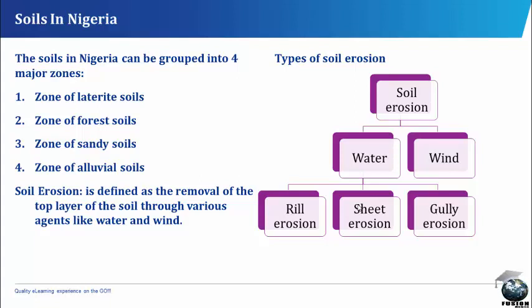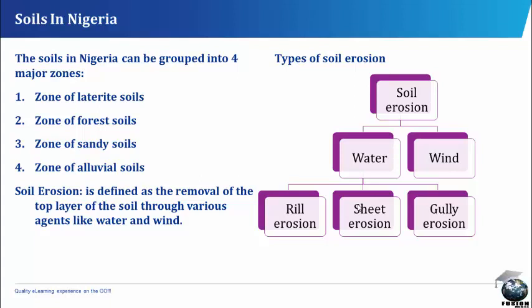The zone of lateral soils are found in interior zone of Nigeria like Jos, Makurdi, Minna, Enugu, Abuja. The zone of sandy soils are found in the extreme northern part of Nigeria like Sokoto, Katsina, Kano, and so on. The zone of forest soils are found in the southern belts of Nigeria like Ibadan, Akure, Abeokuta. The zone of alluvial soils are found in Ilorin, Lokoja, and Niger Delta, areas of Warri, Calabar, and Port Harcourt, and so on.